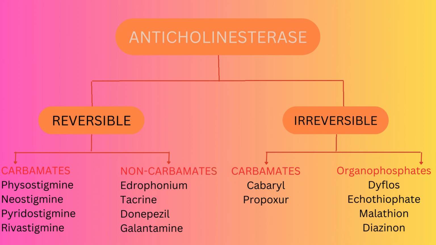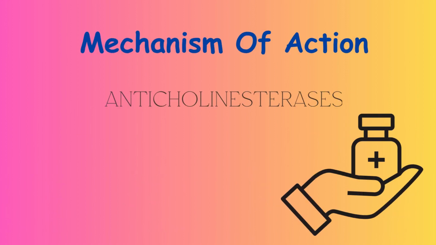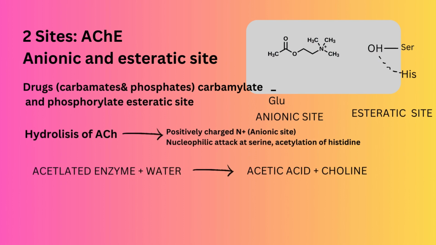The irreversible class is subdivided into carbamates and organophosphates. Carbamates are carbaryl and propoxur. Organophosphates include dyflos, echothiophate, malathion, and diazinon. Now let's discuss the mechanism of action of anticholinesterase. The cholinesterase enzyme contains two sites, the anionic and the esteratic site.